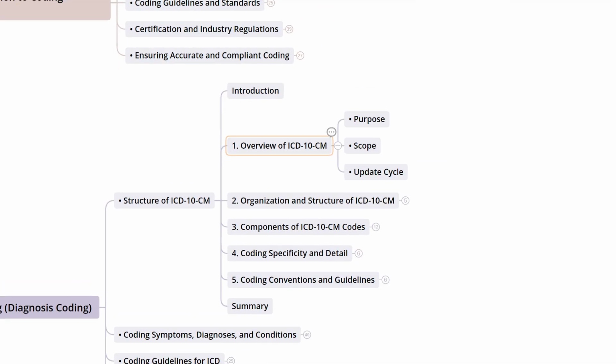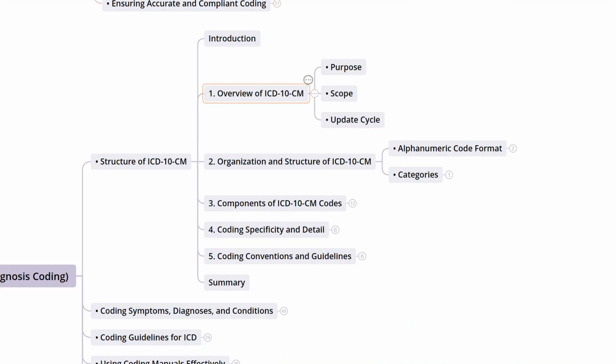Overview of ICD-10 CM. Purpose: to provide standardized coding systems for diagnosis, supporting billing, clinical documentation, and health statistics. Scope: used in outpatient physician offices and some inpatient settings. Update cycle: it is usually revised annually to incorporate new codes and medical advances.